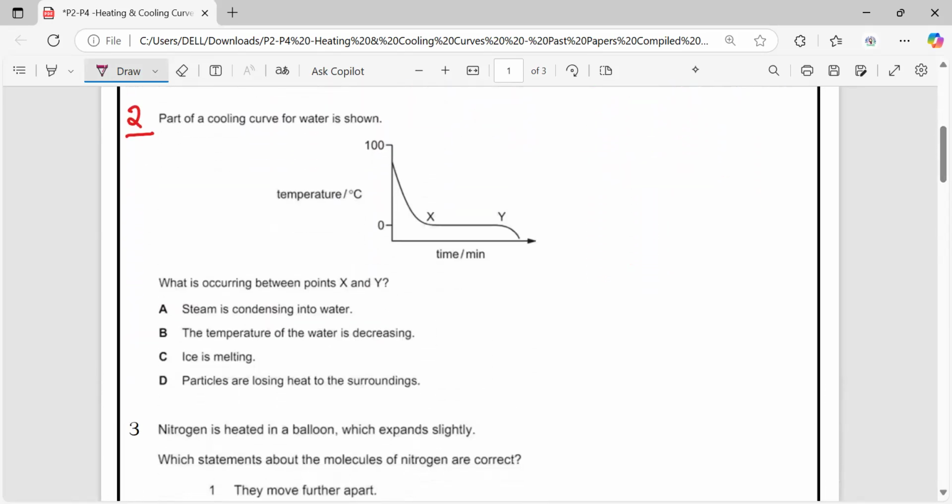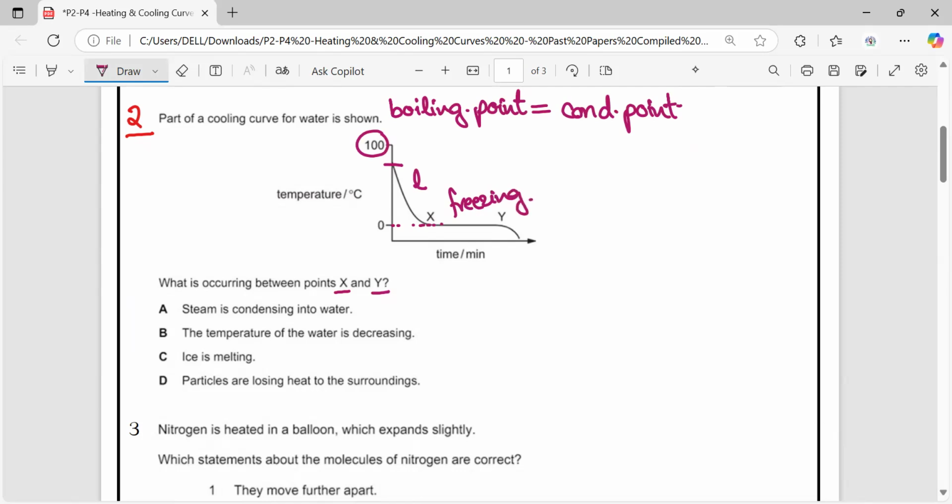Then we have the next question. Part of the cooling curve for water is shown. What is occurring between points X and Y? It's a cooling curve, and we know that at 100 degrees Celsius the water boils. It is the boiling point of water. In a cooling curve, the boiling point is the same as the condensation point, so at this temperature it has turned into liquid. And at 0 degrees Celsius, it is freezing. Again, the temperature is the same, which means it is freezing during this time. This is a phase change and then it becomes solid.